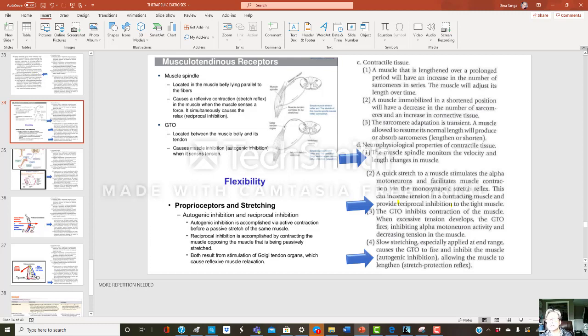So if you're stretching the hamstrings, the muscle that opposes the hamstrings is the quadriceps, and one of the quadriceps is also a hip flexor. So squeezing the quads and flexing the hip would be the muscles that oppose the muscle that is being passively stretched, and that is reciprocal inhibition.